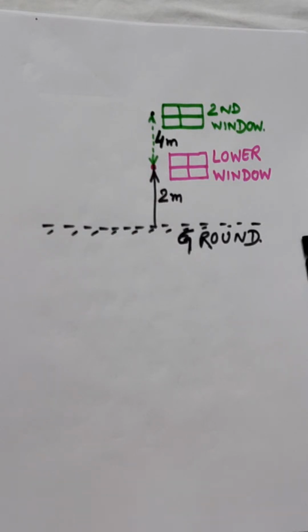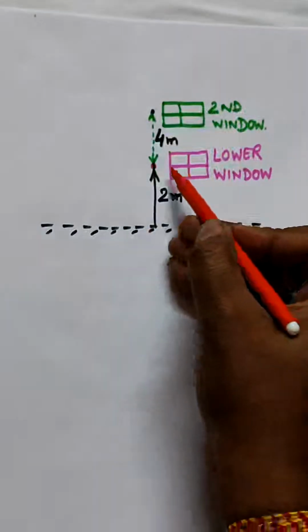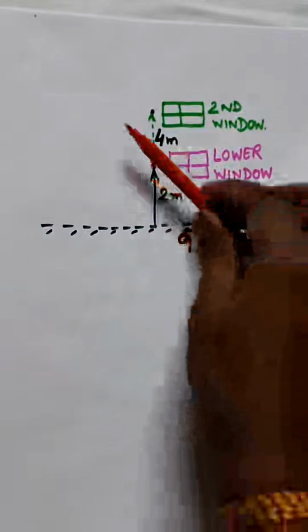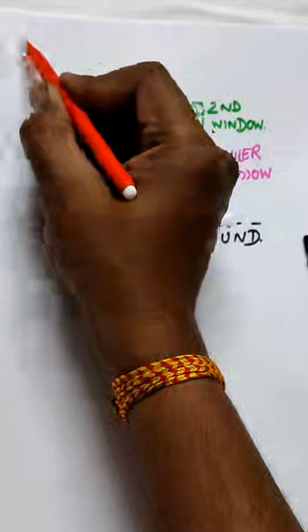In the question it's also given that at a certain instant the angle of elevation of a balloon from these windows is observed to be 60 and 30 degrees respectively. So let's say there is a balloon upward like this, and we can represent it by a point, right?